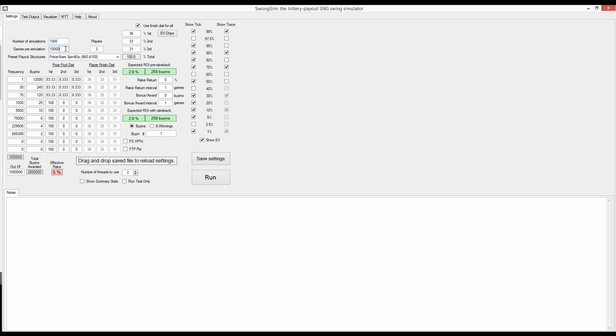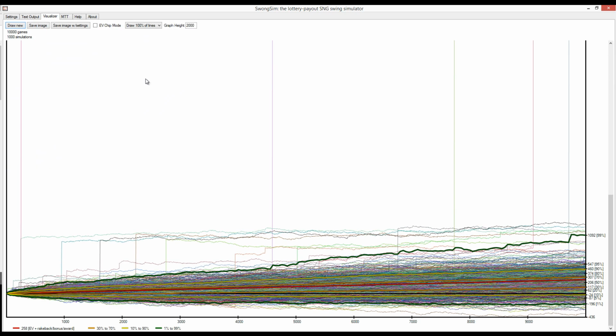So let's look at the kind of variance that you might expect, and let's use a pretty big sample. So let's say over the course of 10,000 games, and we'll do 1,000 simulations. That's pretty reasonable. Let's take a look at the variance that you might encounter. Depending on how many simulations you put in and how many games, the model may take a little bit of time. I've just skipped over the loading. And this is the spread of results over 10,000 games.